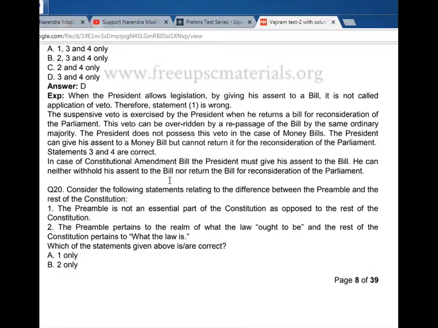The suspensive veto is exercised by the president when he returns a bill for reconsideration of the parliament. The veto can be overridden by repassage of the bill by the same ordinary majority. The president does not possess this veto in the case of a money bill. The president can give his assent to the money bill, but cannot return it for reconsideration of the parliament. Statements 3 and 4 are correct. He can withhold his assent to the bill and not return the bill for reconsideration of the parliament.